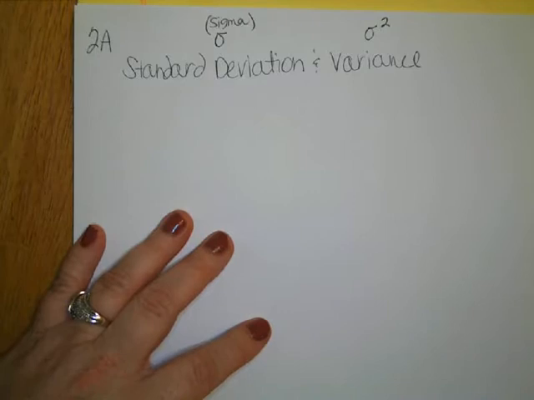Now, we don't want to do standard deviation by hand because it is a pain. So I'm going to teach you how to do it on the graphing calculator. Once you find the standard deviation in a calculator, you can just square it for variance.